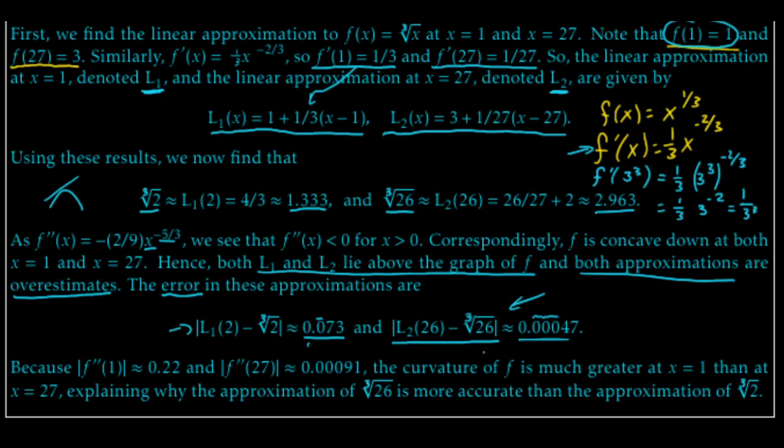This explains why this guy is such a better estimate than this guy over here. This explains why the error is so much smaller for the cube root of 26 than it is for the cube root of 2. It's because the curvature of f is way greater at x equals 1 than it is at x equals 27. Cool. We learned a lot of stuff. Good.